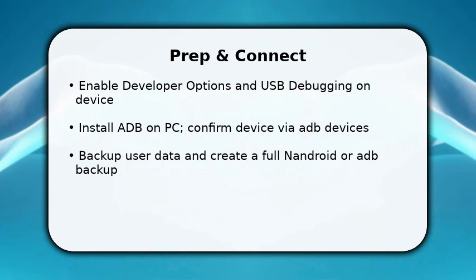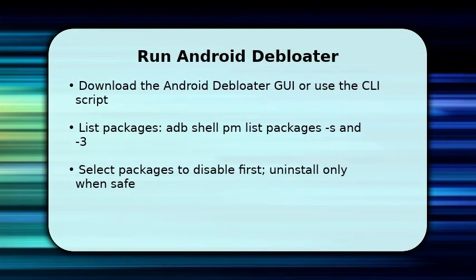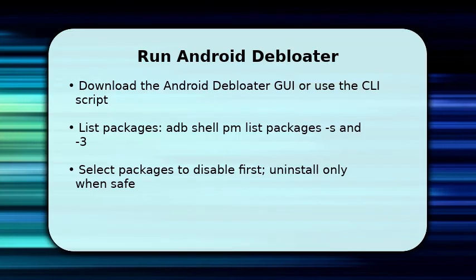Keep battery above 50%. You now run Android Debloater on the host. Launch the GUI or open the CLI and let it query package lists. This shows system and user apps.